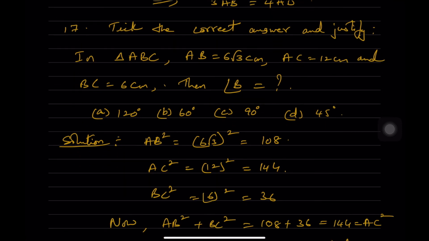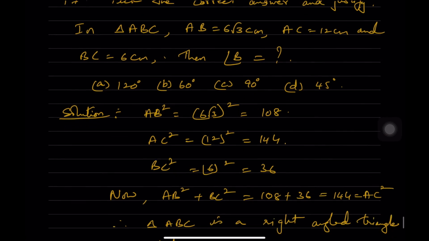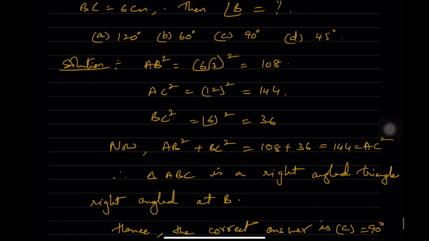Now next, pick the correct answer and justify. In triangle ABC, AB is equal to 6 root 3, AC is equal to 12 centimeters and BC is equal to 6 centimeters. Then we have to find angle B. Here AB square is equal to 6 root 3 whole square, which is 108. AC square is equal to 12 square, which is 144. And BC square is equal to 6 square, which is equal to 36.